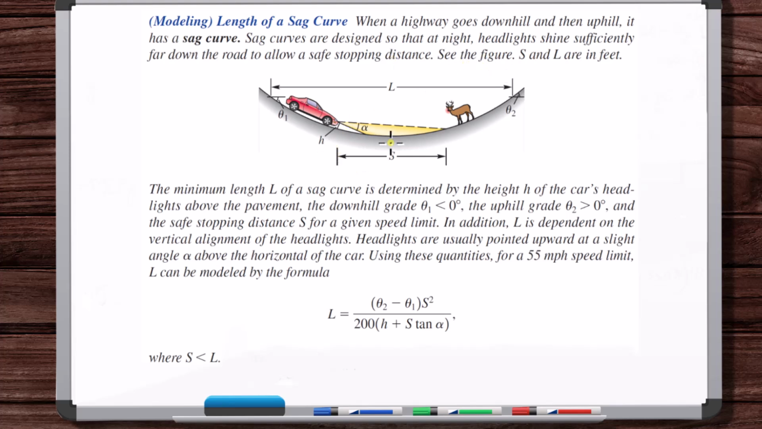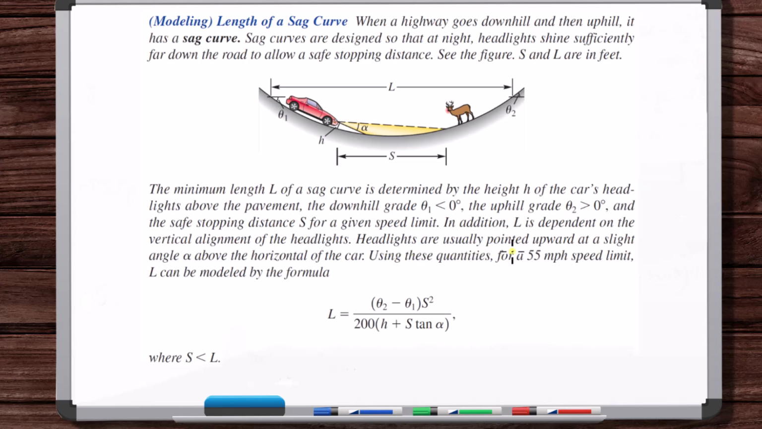So I guess S is in feet. The width of the curve is L. S is the length from the headlight on the car to where it shines. Okay. The minimum length L of a sag curve is determined by the height of the car's headlights above the pavement, the downhill grade, so the downhill angle, the uphill grade, and the safe stopping distance S for a given speed limit. In addition, L is dependent on the vertical alignment of the headlights.